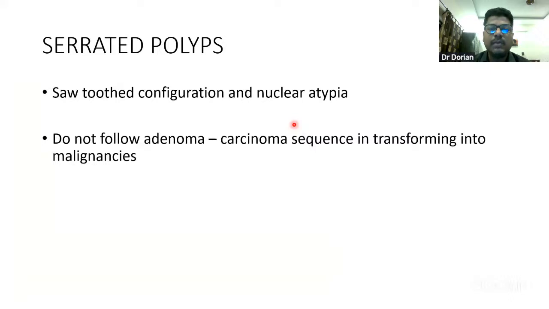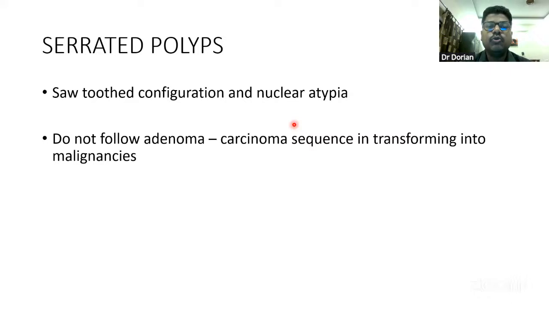Okay. So coming back to our serrated polyps. What are serrated polyps? Serrated polyps have a sawtooth configuration and nuclear atypia. And this only one line is given in Sabiston. For this one line, they have asked that question. And you have to read all those 10 pages. So that's why I took such a long presentation for this genetics of colorectal cancer. So it will be easier for you.